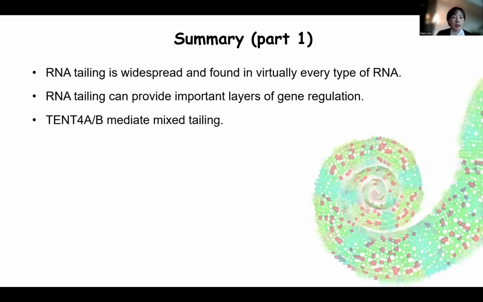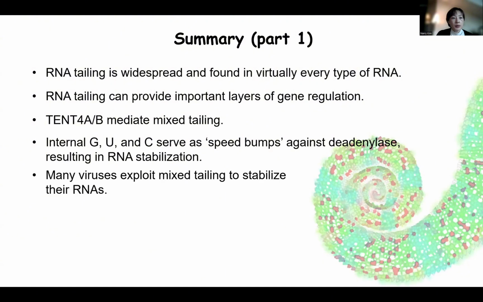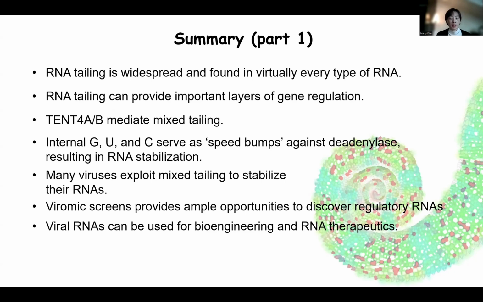I focused on TENT4-mediated mixed tailing, in which the internal non-adenosine residues serve as speed bumps against deadenylation, resulting in mRNA stabilization. I also showed that many viruses exploit this mechanism to stabilize their own RNAs, and viral genomic screens provide ample opportunities to discover regulatory RNAs, including mixed tailing elements. And these elements can be used for bioengineering and developing and improving RNA therapeutics.